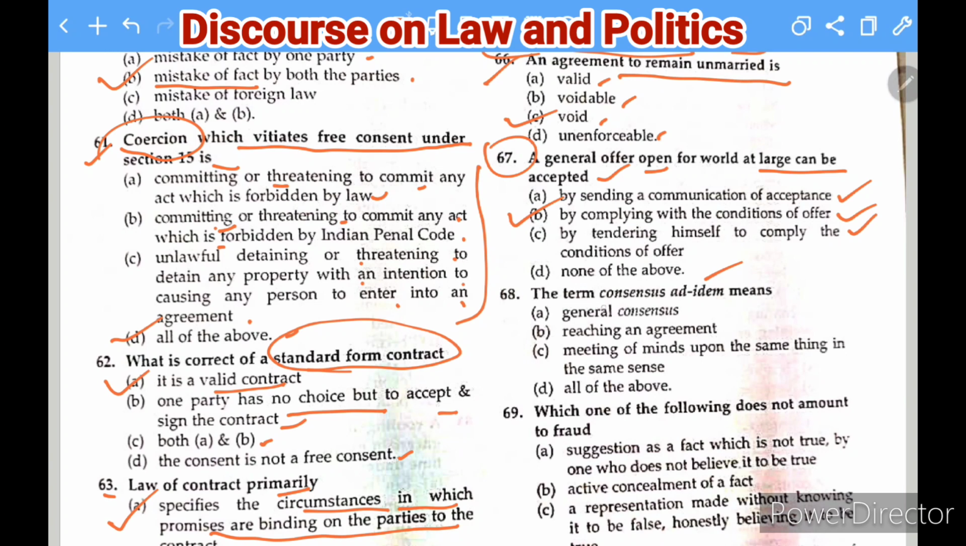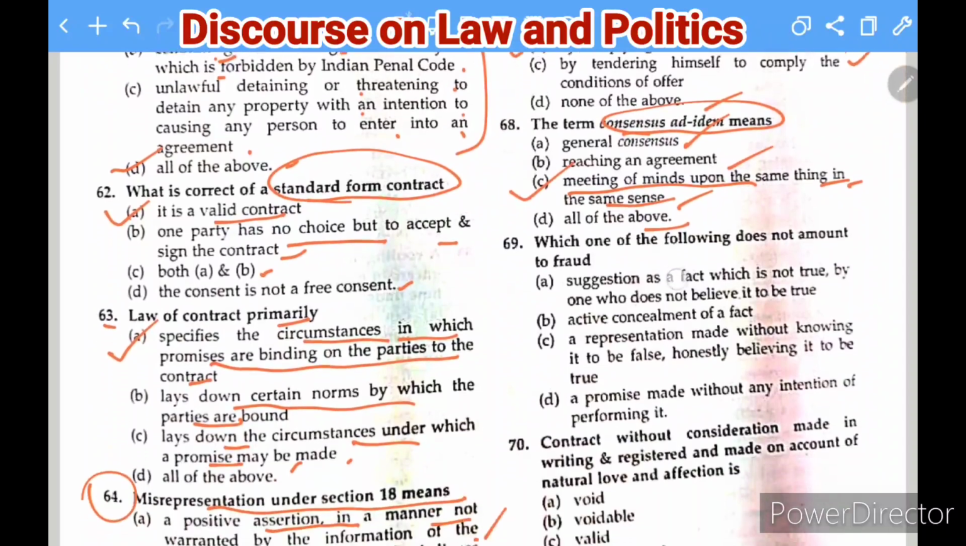The term consensus ad idem, what is the meaning of this? The options given here: general consensus, reaching an agreement, meeting of minds upon the same thing in the same sense, and the last option, all of the above. So you find that consensus ad idem means meeting of the minds upon the same thing in the same sense. So this is the right answer. C is the right answer here.